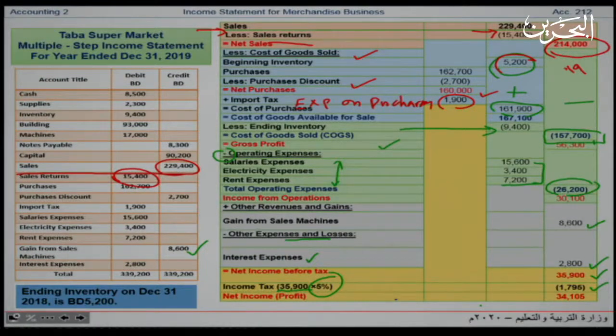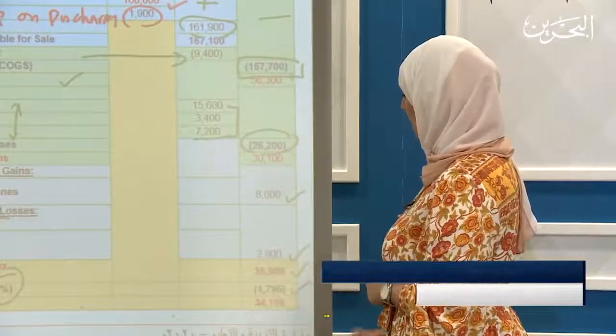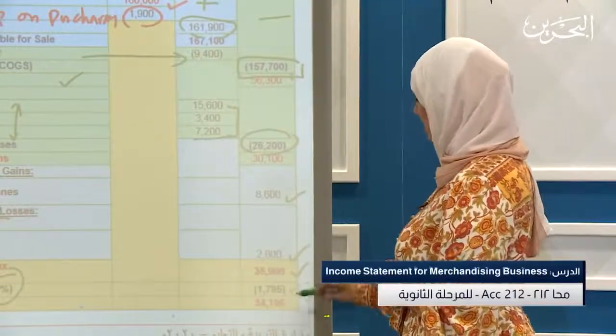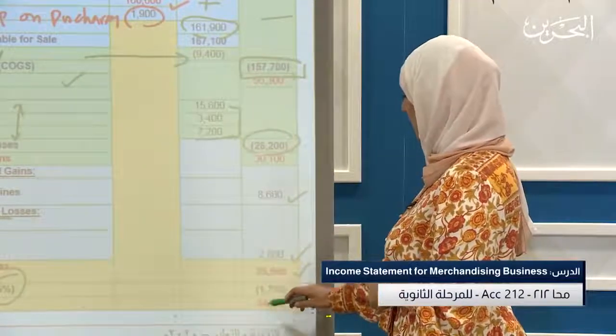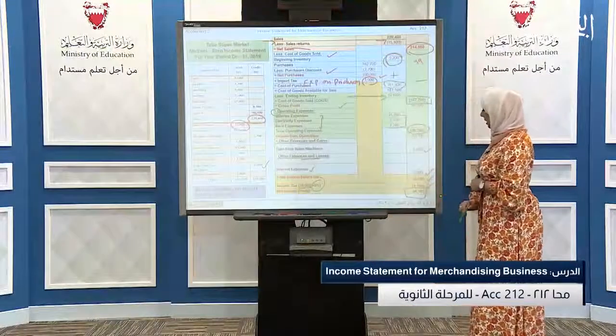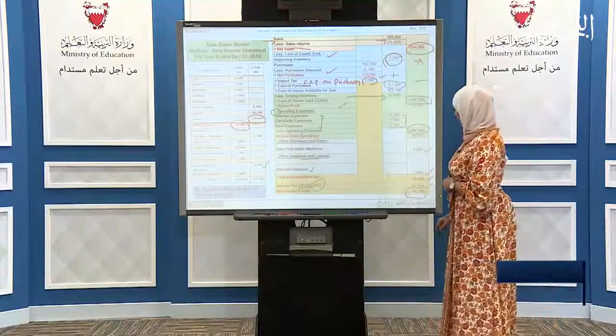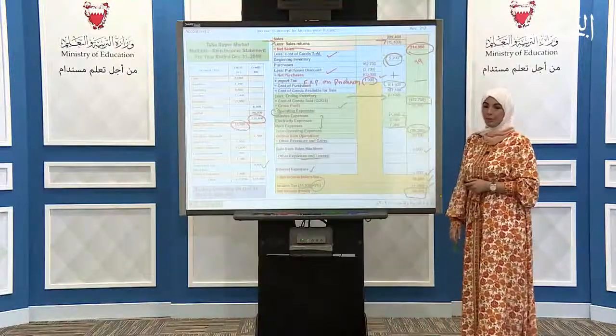Reaching finally the net income or profit, I can take the net income before tax with a figure of 35,900 and subtract the income tax from it with a figure of 1,795, and finally get the net income of the company with a figure of 34,105.